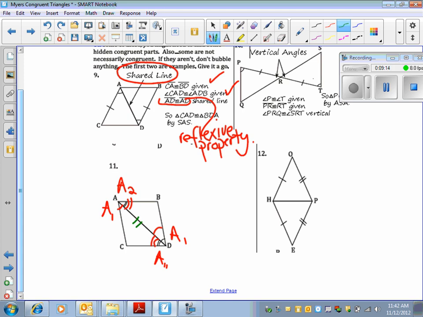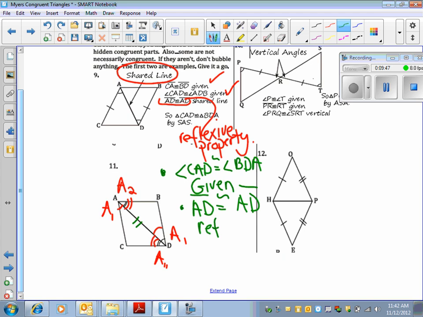So we want to say that angle CAD is congruent to angle BDA. And why is that? What's the reason? You got it. It's given, and it's given because of the markings. All right, what else can I say? I could say that AD is congruent to AD, segment AD. Don't forget our bar. What's the reason? We call it shared side. I like to call it the reflexive property.